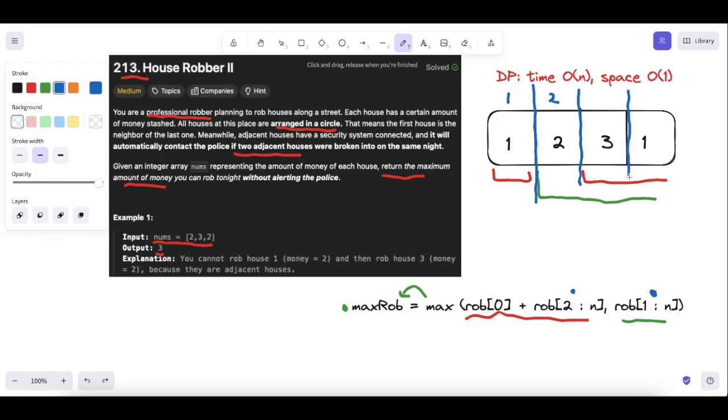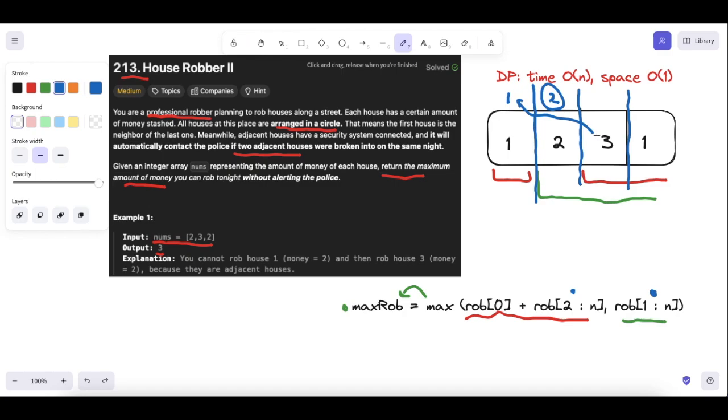Again, we have 2 options. We can either rob this house, and if we do, we can go and add the $1 from 2 positions ago, or we can decide to skip this house and take the preceding value. However, we cannot take this preceding value if we decide to rob house 3 because these 2 are adjacent.